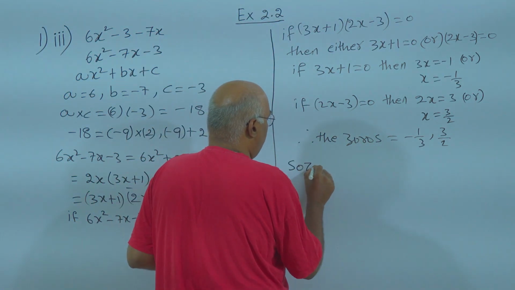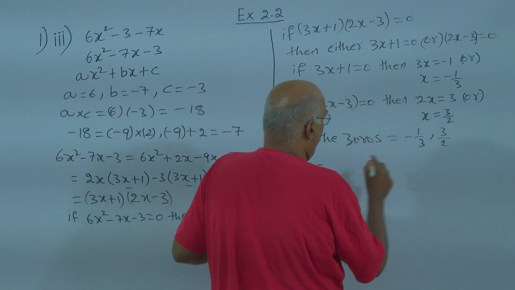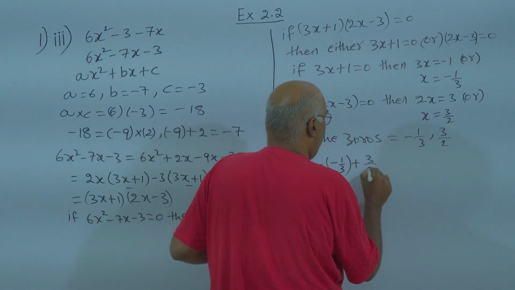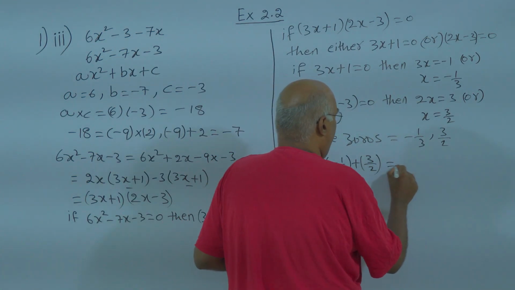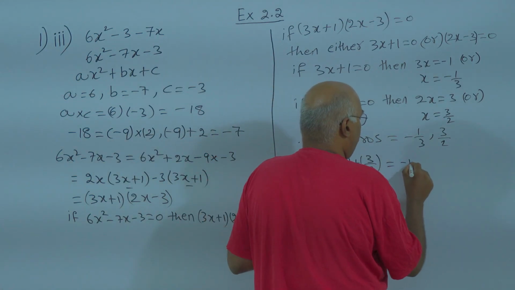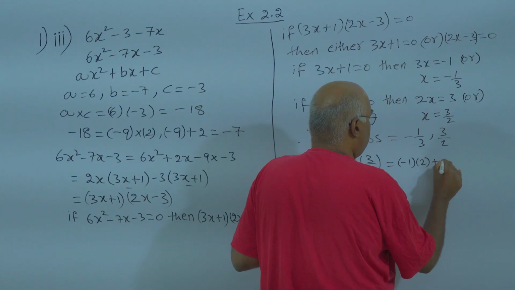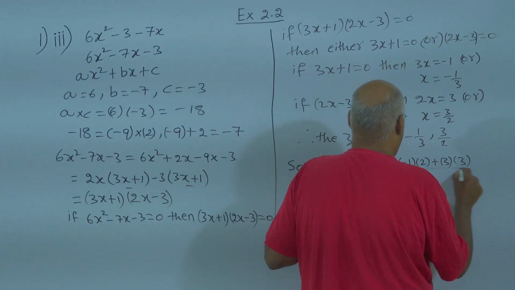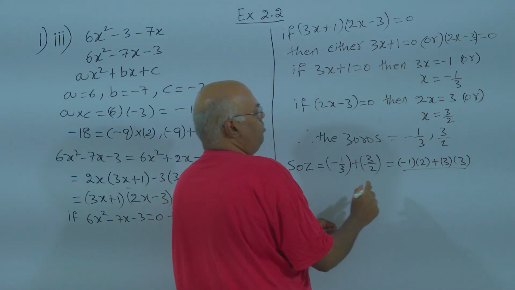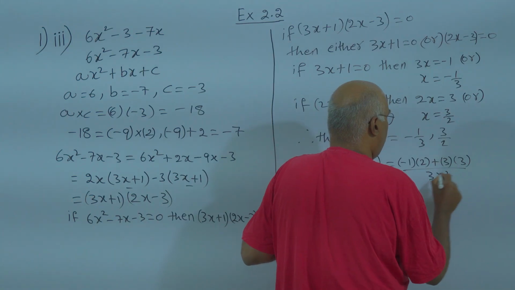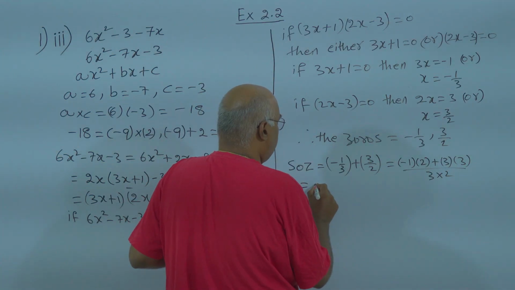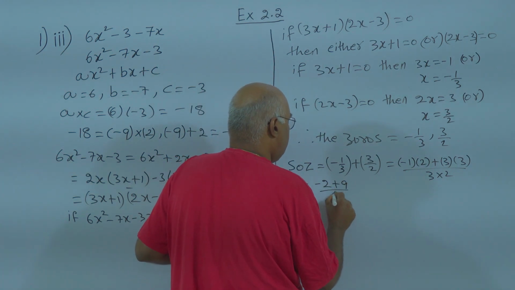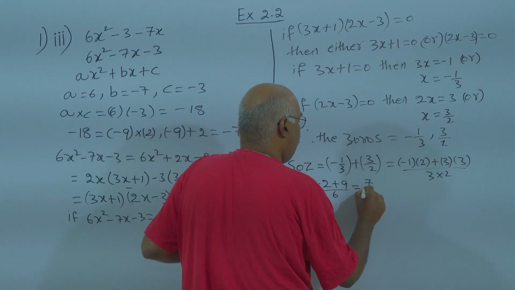Sum of zeros is equal to, what are the two zeros of the polynomial? Minus 1 by 3 plus 3 by 2. So if I take the LCM, I'll get minus 1 into 2 plus 3 into 3 by 3 into 2, denominator 3 into 2. So this is equal to minus 1 into 2 is minus 2, 3 into 3 is plus 9 by 6. So this is equal to 7 by 6.